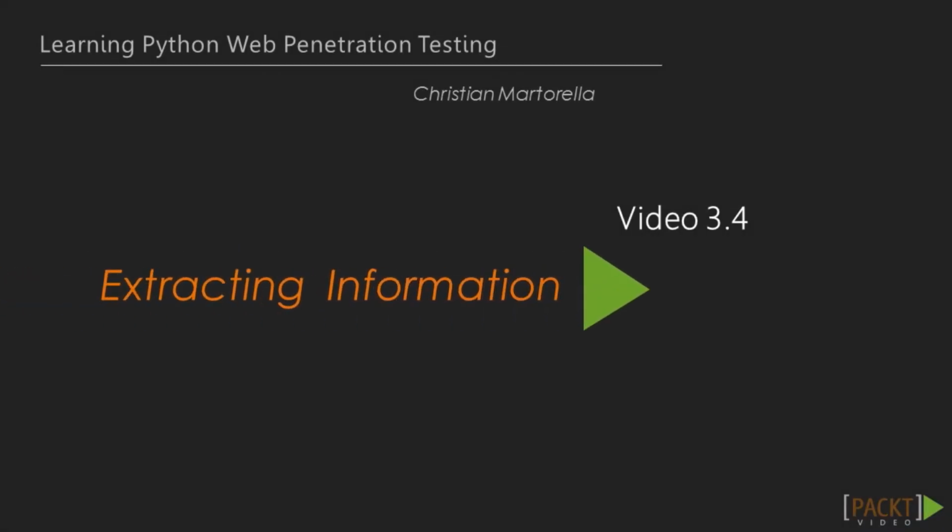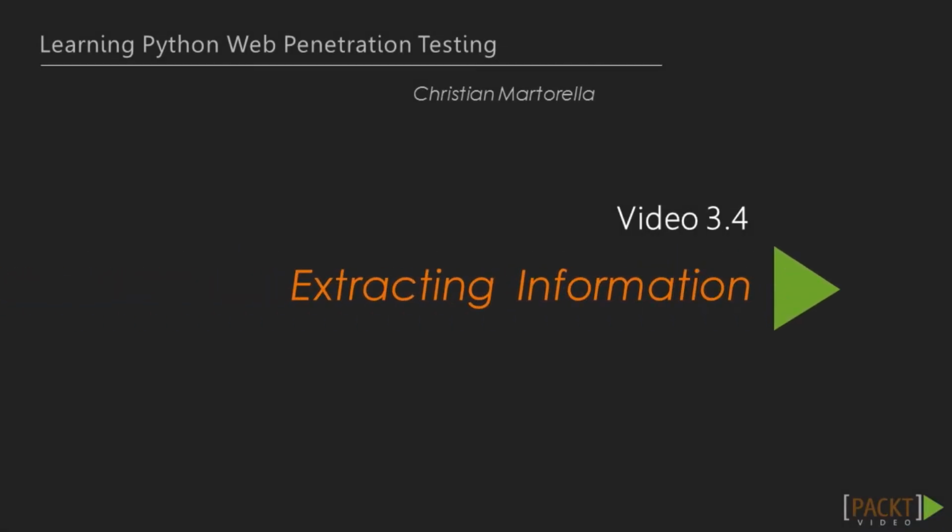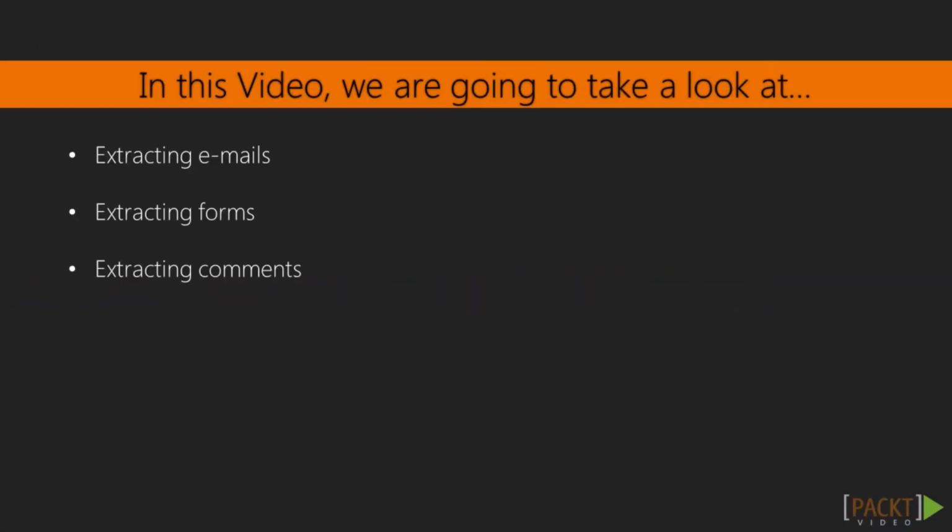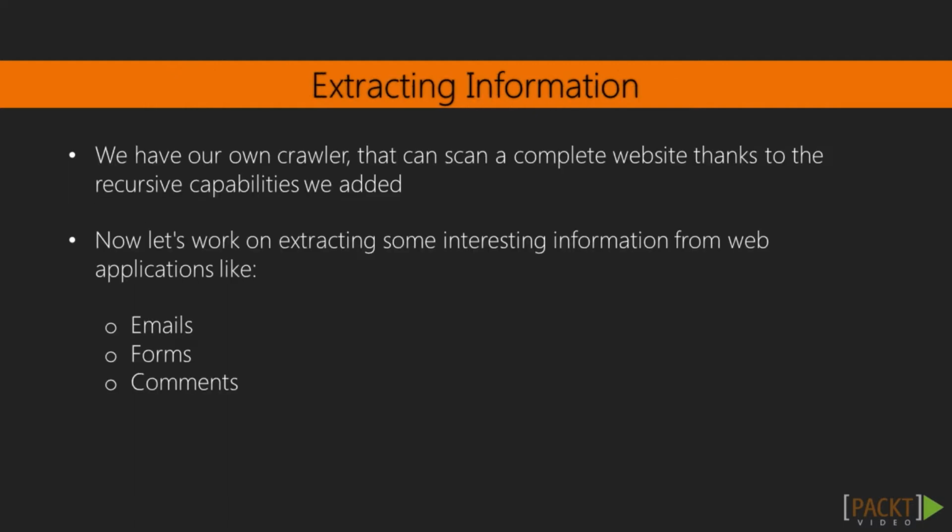In the previous video, we learned how to make our crawler recursive. In this video, we're going to take a look at how to extract other interesting information that will be useful for our security analysis, like emails, forms, and comments. We have added recursive capabilities to our crawler. Now, we're ready to add more features.